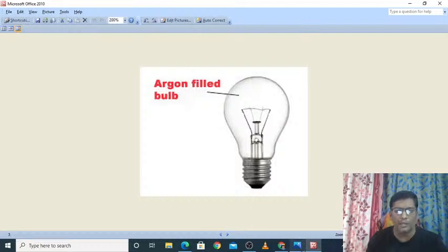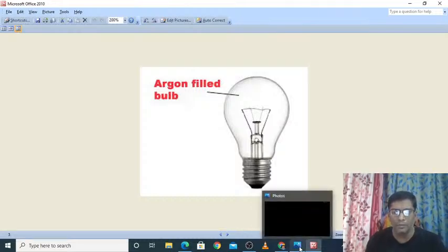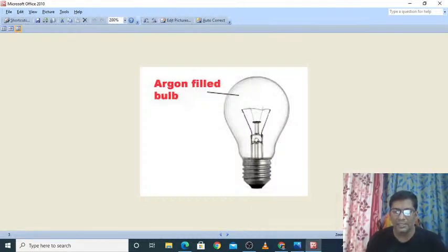So these are all very important uses of inert gases. Is it clear, all of you?